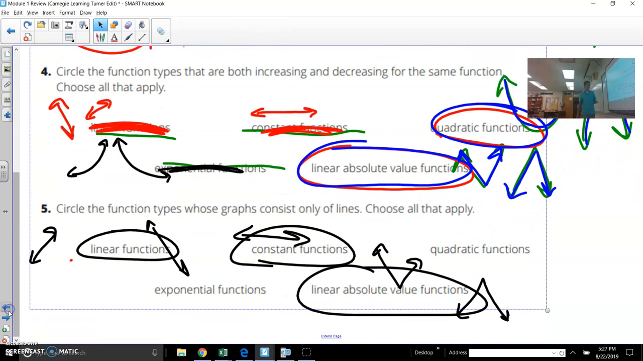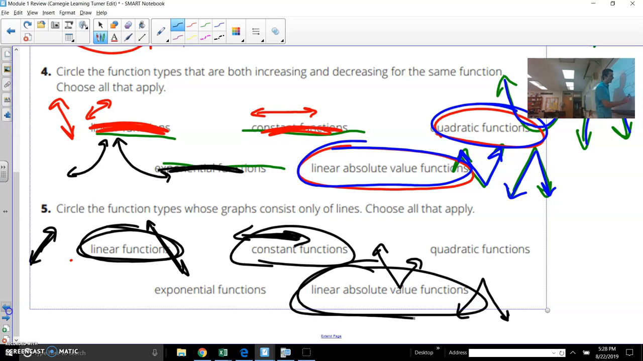Scrolling down. Question 5 says, circle the function whose graph consists of only lines. So, of course, a linear function, that's only lines, either increasing or decreasing. Constant functions are lines. They're just horizontal, like I said a minute ago, slope is 0. And, of course, absolute value, you have lines that are forming that V. But again, exponential and quadratic, those would both be curves.